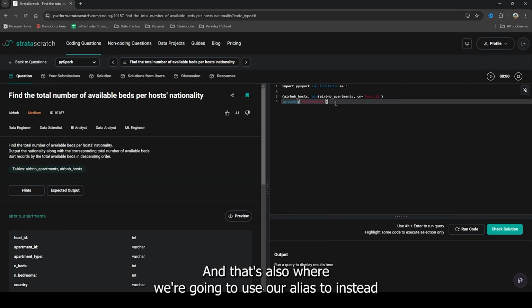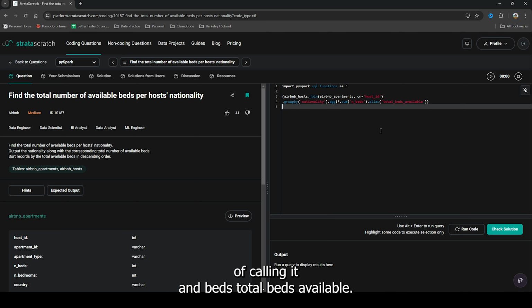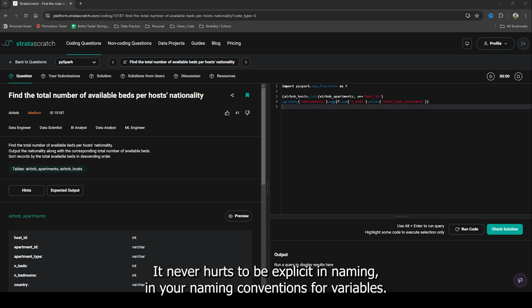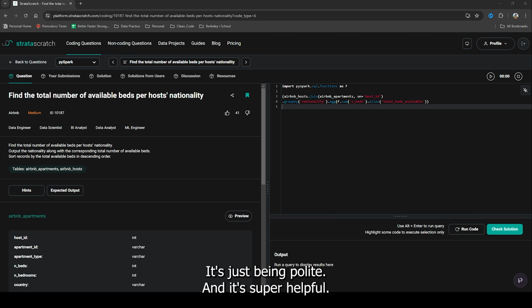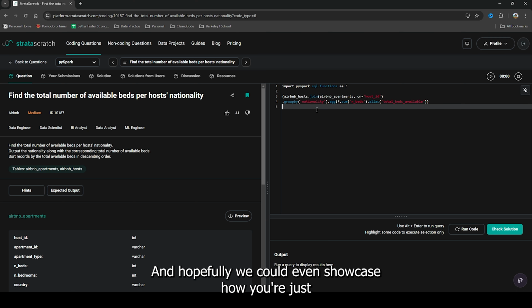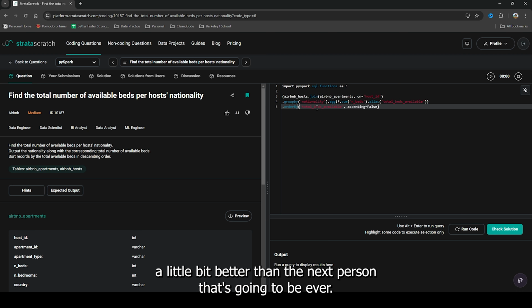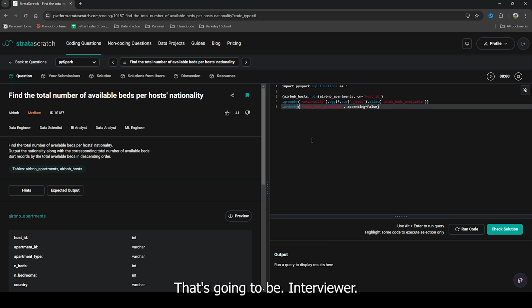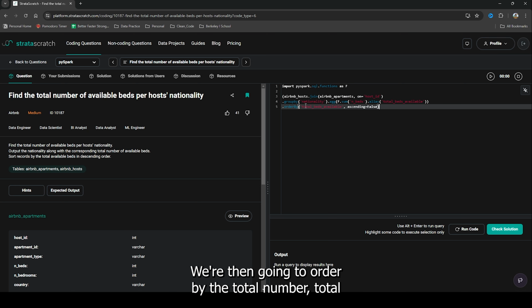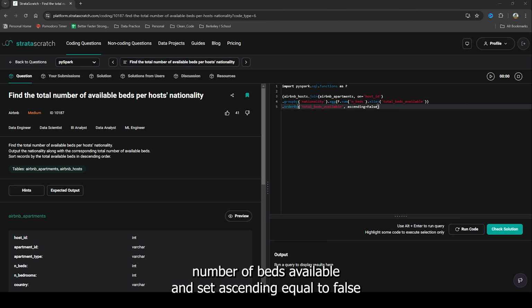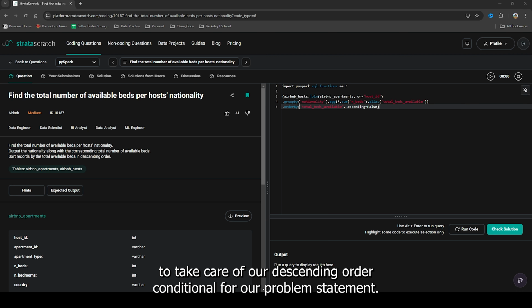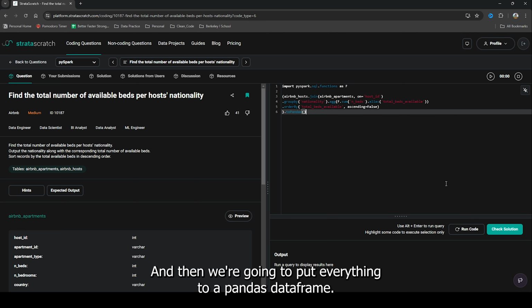That's also where we're going to use our alias to, instead of calling it beds, call it total beds available. It never hurts to be explicit in your naming conventions for variables. Nobody ever gets mad. It's just being polite, and it's super helpful, and hopefully could even showcase how you're a little bit better than the next person that's going to be interviewing. We're then going to order by the total number of beds available and set ascending equal to false to take care of our descending order conditional for our problem statement. And then we're going to put everything into a pandas data frame.